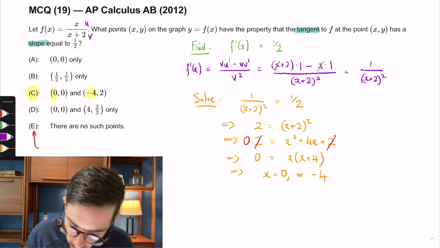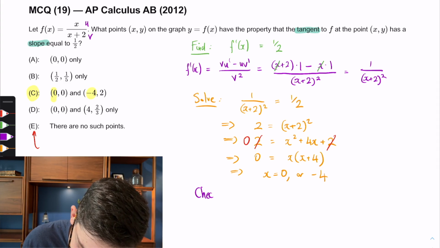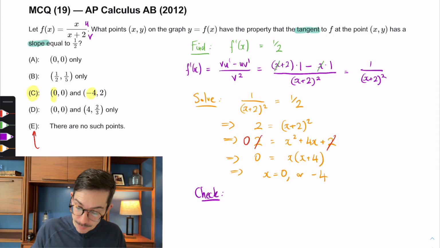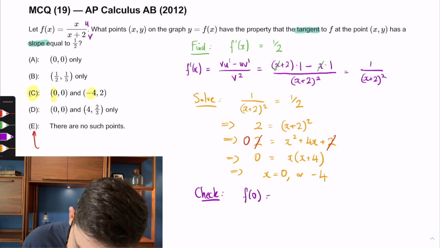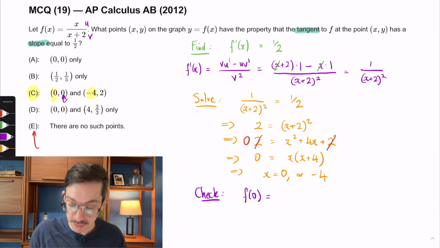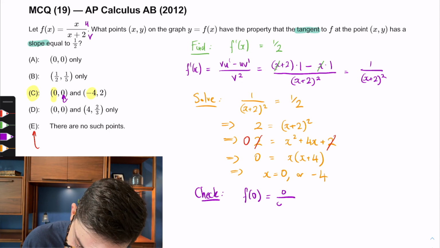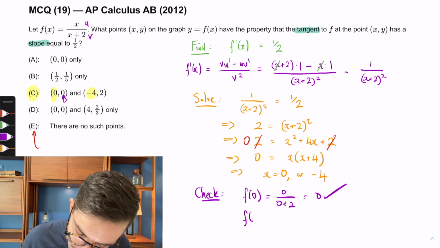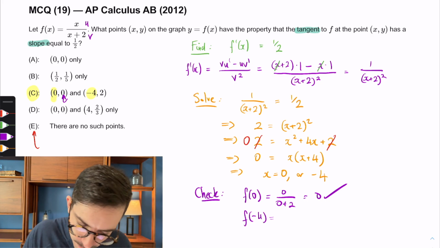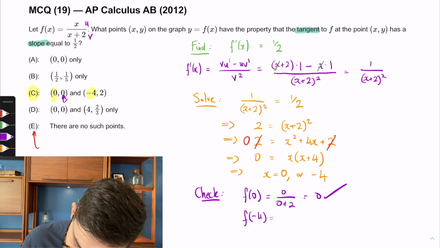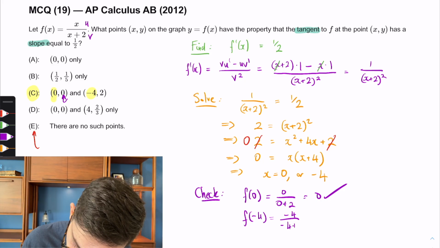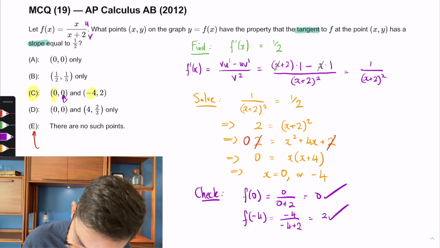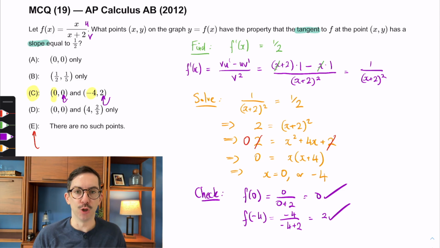So if we have time, if we're not sure of our work, we can check that the y coordinates match up. Okay, so let's check that f of 0 indeed gives me the y coordinate that I'm looking for, 0. So indeed I do get 0 over 0 plus 2 equals 0. And f of negative 4, if I plug that into the rule for f, I'll get negative 4 over negative 4 plus 2, which, if I figure it out, does indeed give me the 2.